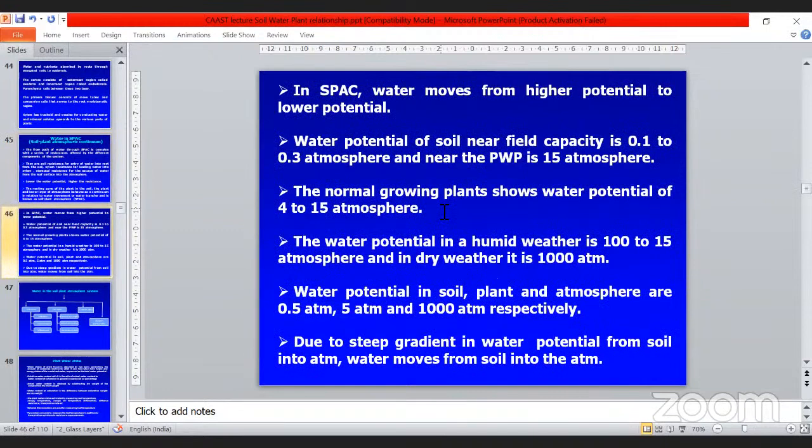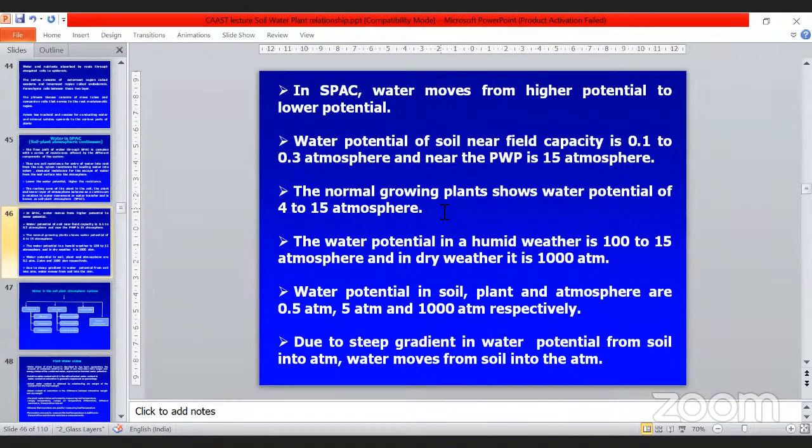So in SPAC, water moves from the higher potential to the lower potential. The water potential of the soil near field capacity is 0.1 to 0.3 atmosphere, and near the permanent wilting point it is 15 atmosphere. A normally growing plant shows a water potential of 4 to 15 atmosphere for normal growth. So it is very important at what atmosphere or bar the pressure is coming into the soil. The atmospheric water potential in humid weather is 100 to 15 atmosphere, and in dry weather it is 1000 atmosphere. So the water potentials in soil, plant and atmosphere are 0.8 atmosphere and 1000 atmosphere respectively.